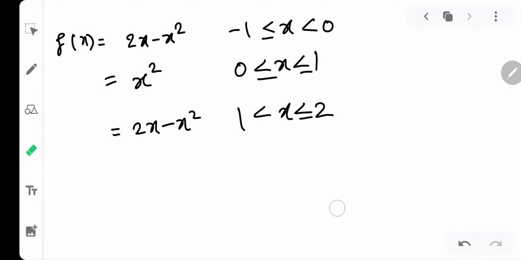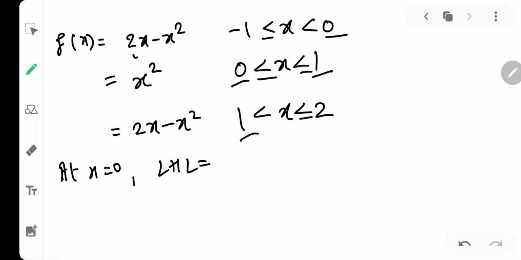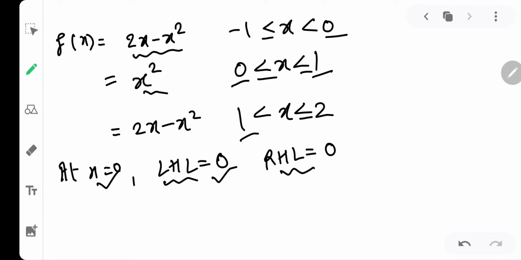Now let us check the continuity. Continuity should be checked at 0 and 1, that's it. So let us check the limit at 0. At x equal to 0, what is the LHL? LHL will be, just put 0 over here, it will be 0. And RHL, the right hand limit, put 0, so 0. So at 0 LHL and RHL are both equal, hence it is continuous.